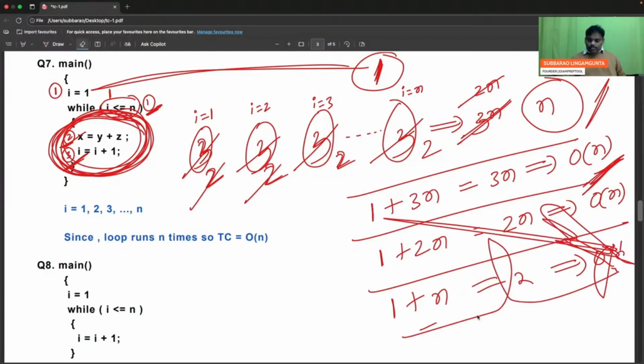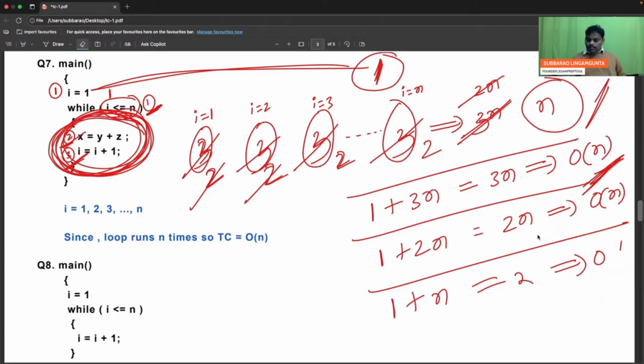Observe here. Understand everyone, this program contains two statements. First statement is one time. Second statement is n times. Time complexity is order of n.